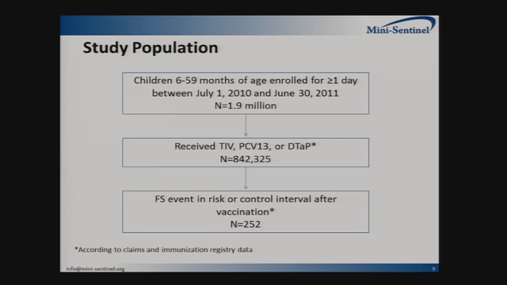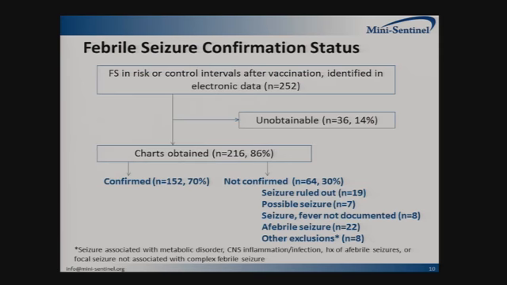We identified approximately 1.9 million children who were potentially eligible for this study, and of those, approximately 840,000 children received one of 3 vaccines of interest in this study, and of those, 252 were identified to have a potential febrile seizure event in the risk or control interval according to electronic data. And as I mentioned earlier, we conducted medical record review of potential febrile seizure cases identified in electronic data. And of the 252, approximately 85% had charts available to confirm febrile seizure status.